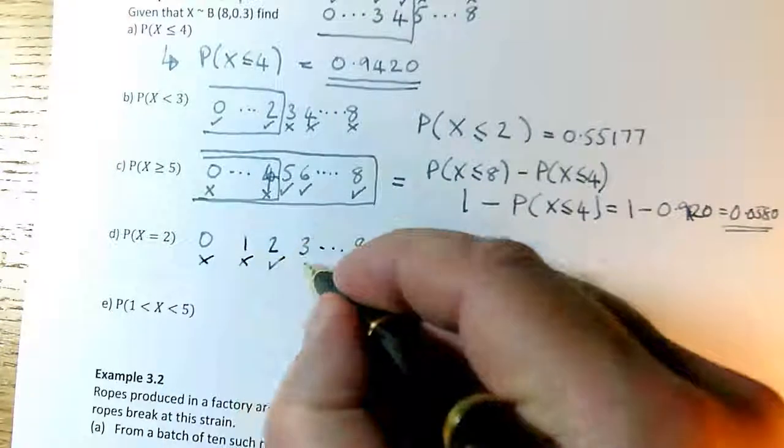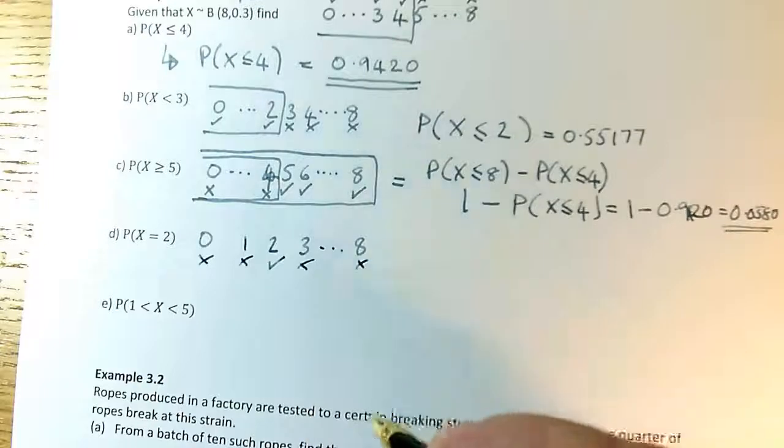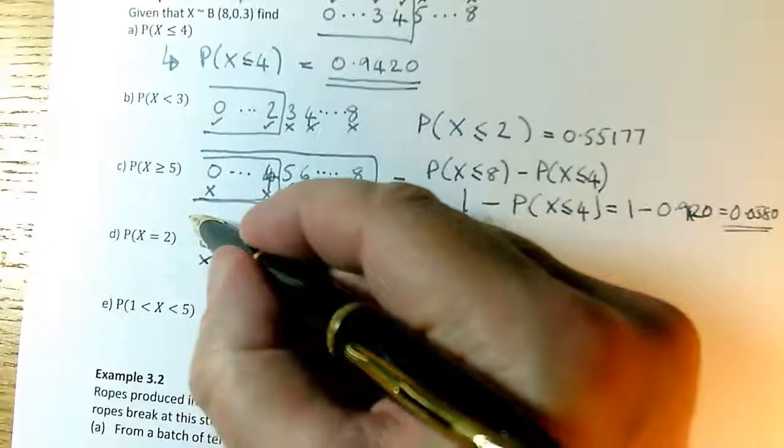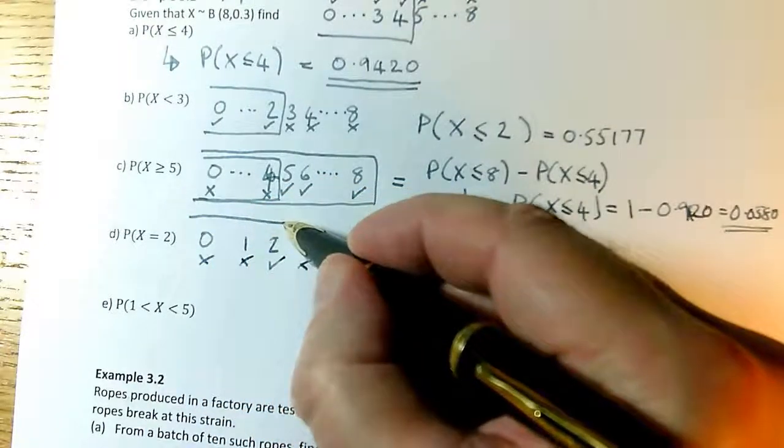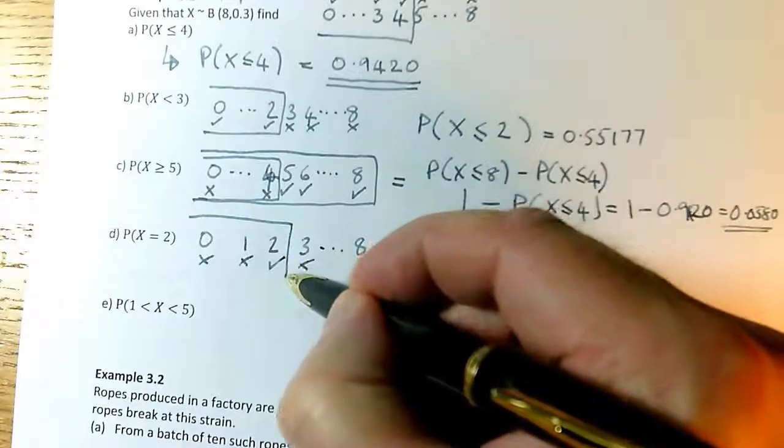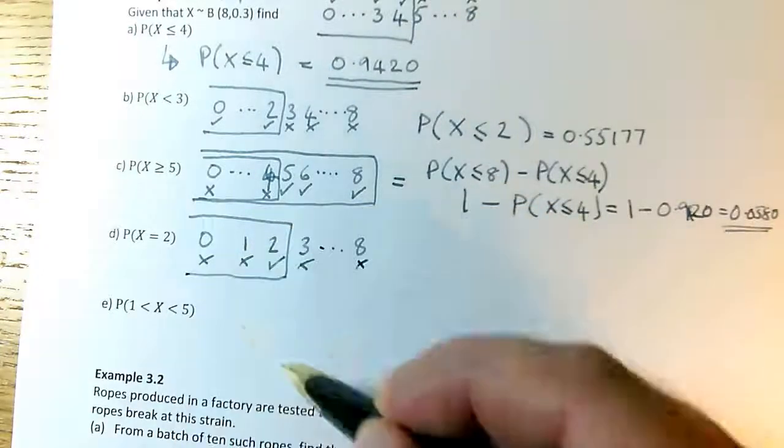Everything else gets across. Okay, now I need the first box. I have to start from 0. I need to catch all the ticks, so I have to come as far as 2. There aren't any ticks after that. So that will do as my inclusion box.